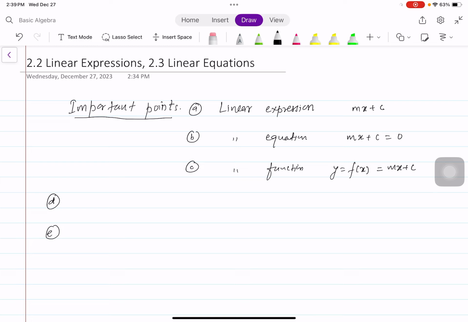We will today go through section 2.2 and 2.3, linear expressions and linear equations. Before we start, I would like to visit a few important points.